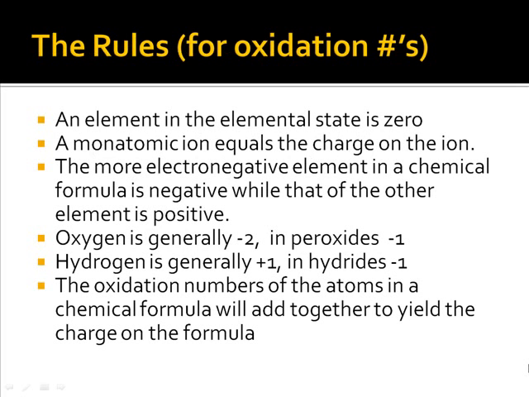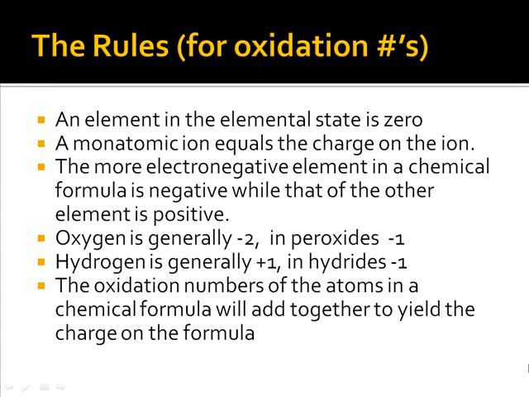An element in the elemental state is 0. I'll show you how that works in a second. A monatomic ion equals the charge on the ion. The more electronegative element in a chemical formula is negative, while that of the other is positive. Oxygen is usually -2. Hydrogen is generally +1. And whenever we add up all the oxidation numbers, they're going to add together to give us the overall charge on either the molecule or the ionic formula unit or the ion.